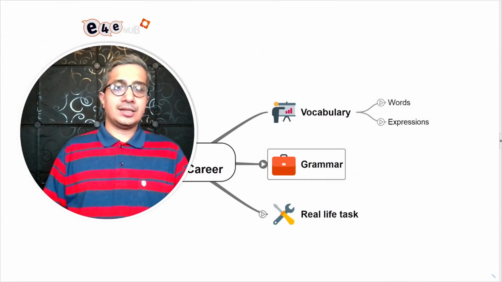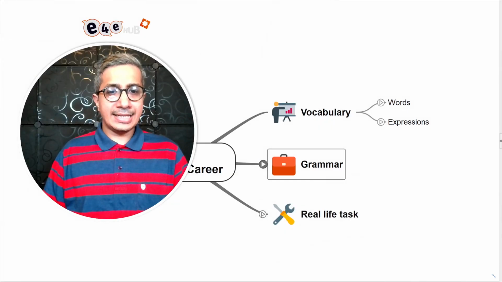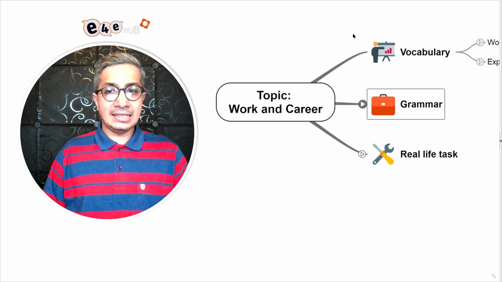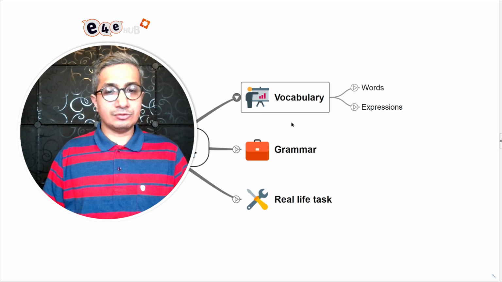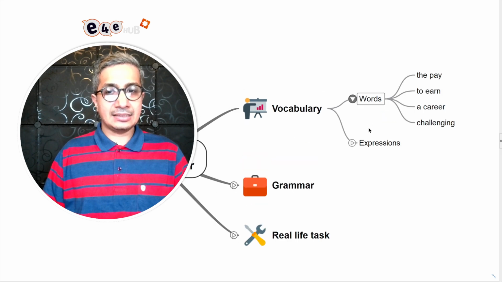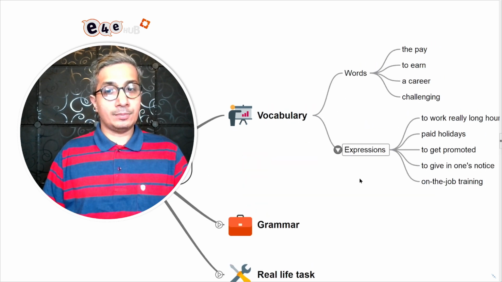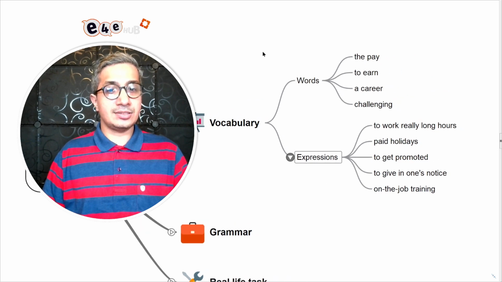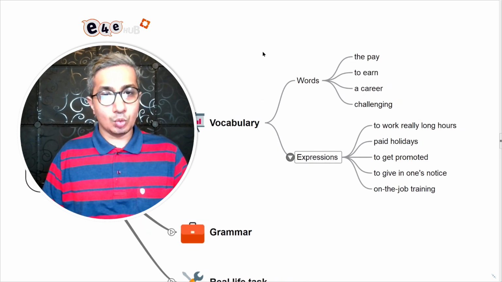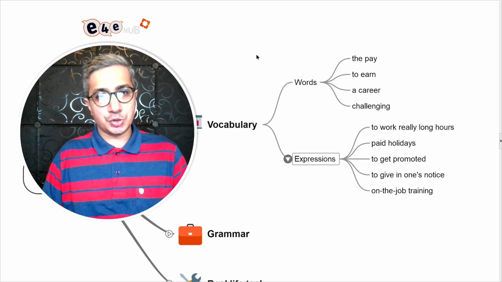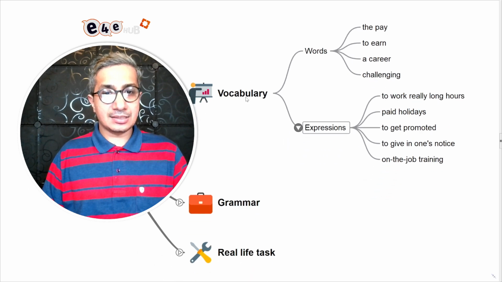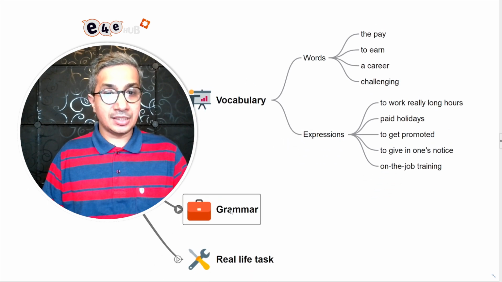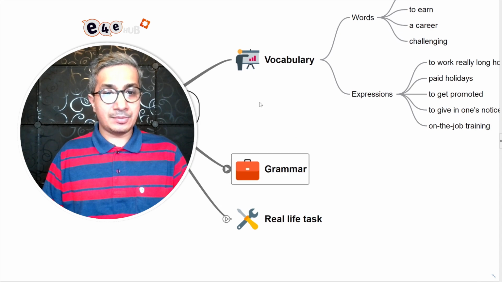Okay, that is it for this video. So remember, what did we do in this video? We simply introduced the topic of work and career, and we only did the vocabulary part. We had some words, combinations of the words and expressions connected to careers, work, jobs, and so on. Right. Don't miss the next part, in which we are going to look at the grammar. Right? We are going to look at the grammar.